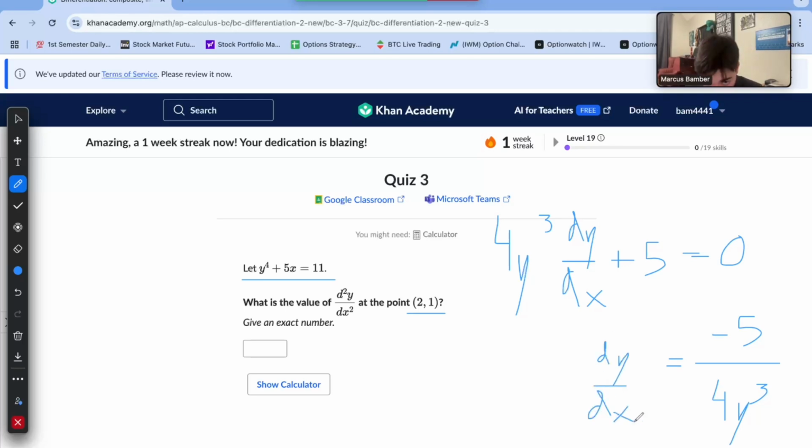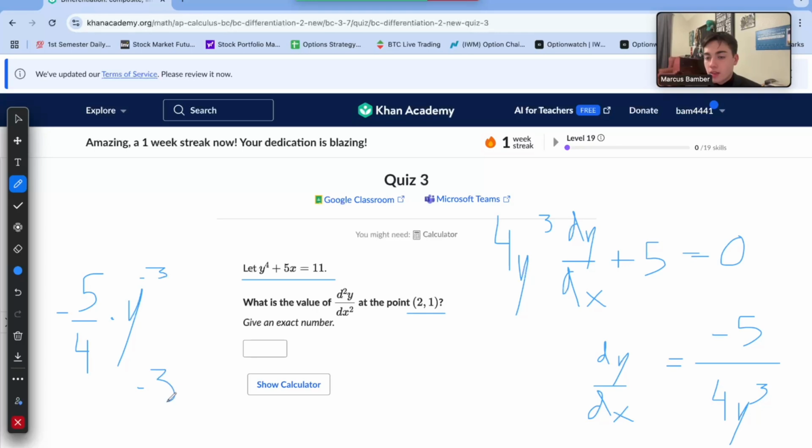Now to find our second derivative, we have to differentiate this. Now you may notice that this is a product rule right here. But we could actually rewrite this a little bit to make it a little bit more digestible. We can write this as negative 5 over 4 times y to the power of negative 3. Now you notice we don't have to worry about quotient rule anymore, and since it's multiplying with a constant, we don't have to do product rule. We can just take the derivative of y to the power of negative 3.